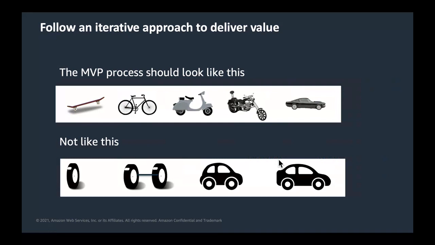Instead of the whole waterfall approach, first build something that helps people go from point A to point B. This could be a skateboard in the beginning. Then, as you see feedback and interest in your product, the next version could be a bicycle. It still helps people go from point A to point B, but in a more advanced way than a skateboard. Then it can go all the way to a fully functioning car as you get that feedback from the market.